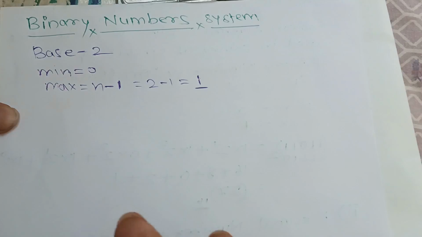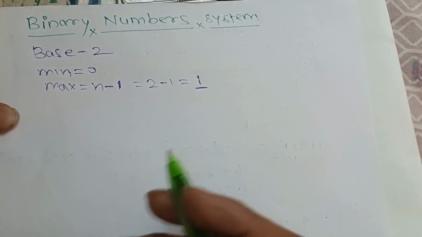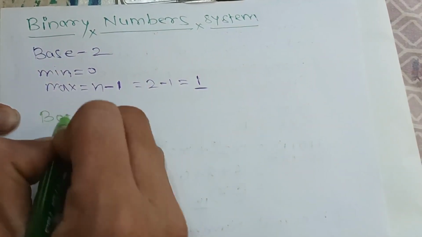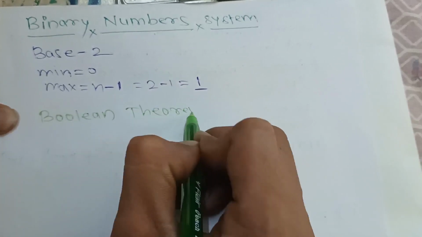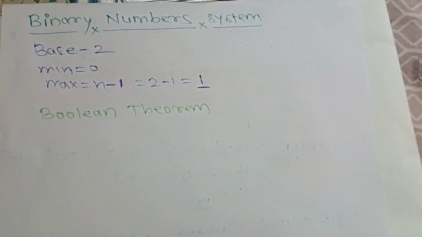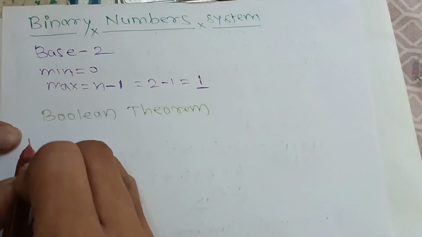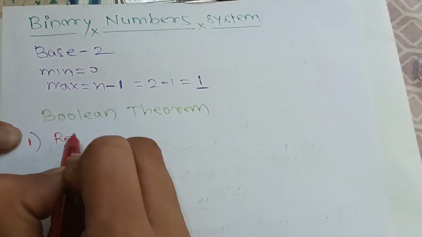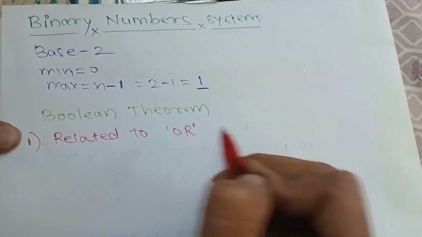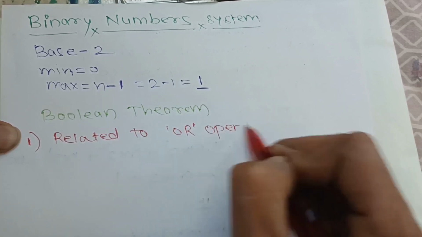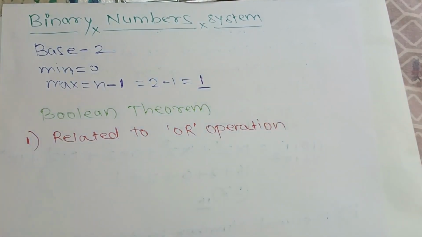So there are some gates like OR gate and AND gate. So first we are going to look at the OR gate. So, Boolean theorems related to this number system. Okay, first one related to our OR gate, the OR operation. So these are mostly important theorems that you should remember in solving circuit equations.